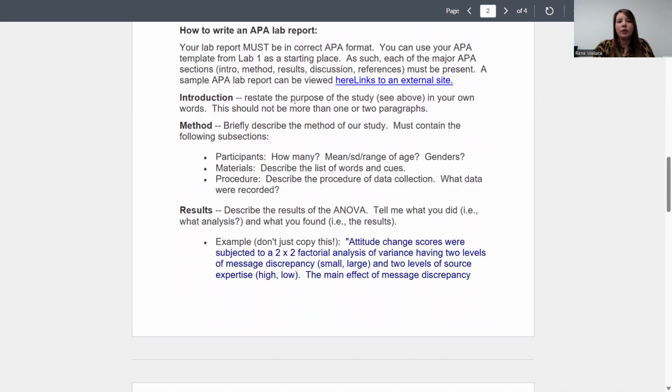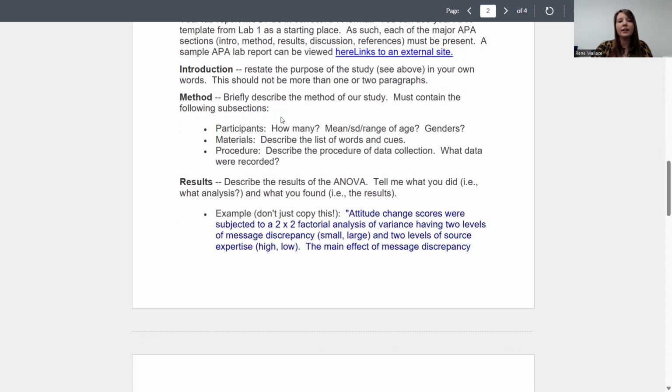You have your introduction where you restate the purpose of the study, which is like the information above, no more than 2 paragraphs, maybe just 1 paragraph, but write it in your own words. And then describe the method of the study. So remember, your first section is introduction. That's your first level 1 heading, but it's not the word introduction. It's the title of the paper. Your second level 1 heading is method, and you're going to have 3 level 2 headings underneath the method level 1 heading: participants, materials, and procedure.